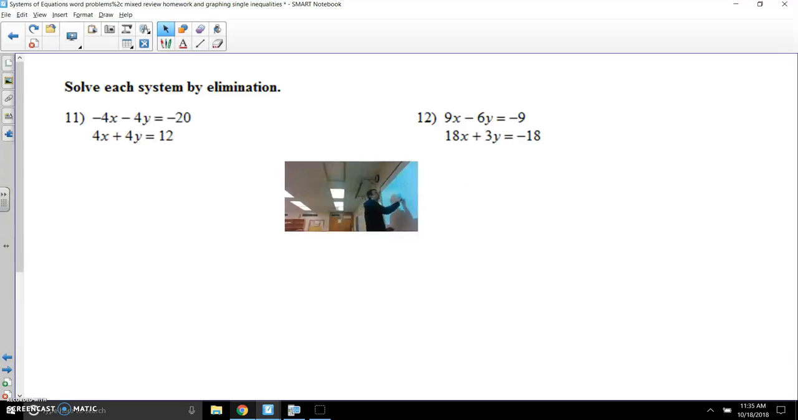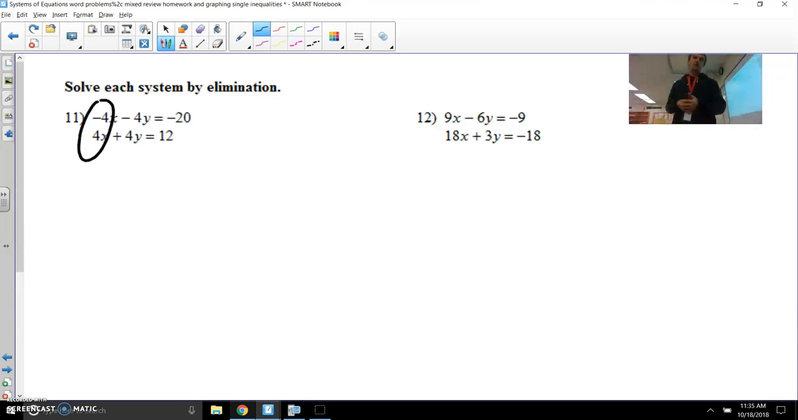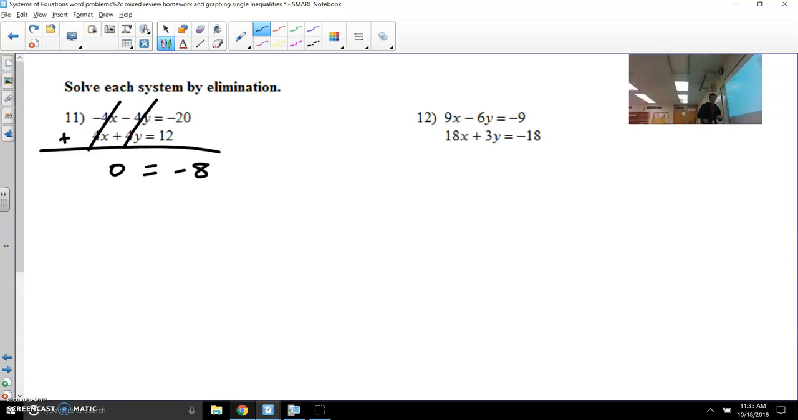So elimination is slightly different. We're going to start by trying to see if we have opposites of the same coefficient of x or the same coefficient of y. And so number 11 is kind of an easier problem. They're ready to go because if I was to add these two equations together, you would get 0 x's. You actually get 0 y's as well. And then that equals negative 8. Well, because all the x's eliminated, this means that the answer is no solution.